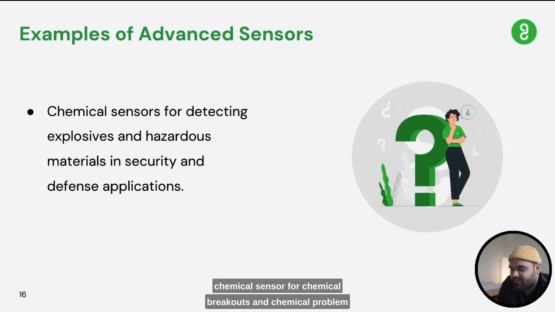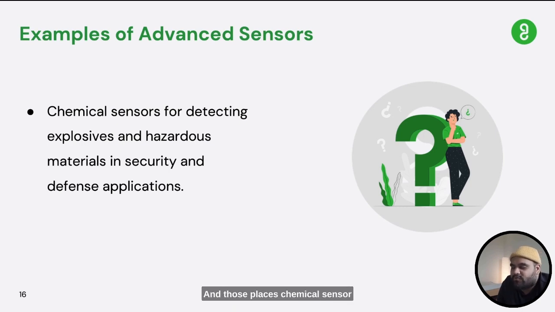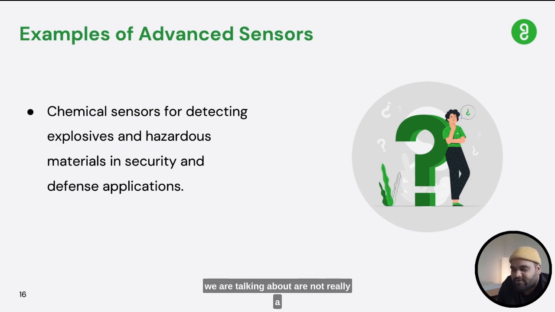Chemical sensor for chemical breakouts and chemical problems that can possibly happen in an industry, especially if you're working with a chemical factory which is producing chemicals, and the possibility of a human getting harmed is very high. Over there, you have a lot of chemical sensors which continuously send data to a robot, and whenever there's a breakout or whenever there's a chemical leakage or any gas leakage, the robots are deployed, making sure that the humans are safe. Okay, and in those places, chemical sensors play a very important role. Now, you see, all of these sensors that we are talking about are not really a common type of sensors. So they're specialized sensors which are designed for special use cases.